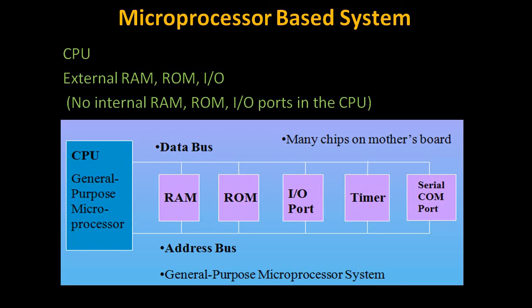It consists of a CPU, then external RAM, ROM, and input output. It has no internal RAM, ROM, or input output ports in the CPU. In the block diagram we can see the CPU, that is a general purpose microprocessor, then RAM, ROM, input output port, timer, special COM ports, a data bus, and an address bus, with many chips on the motherboard. So that is the microprocessor.